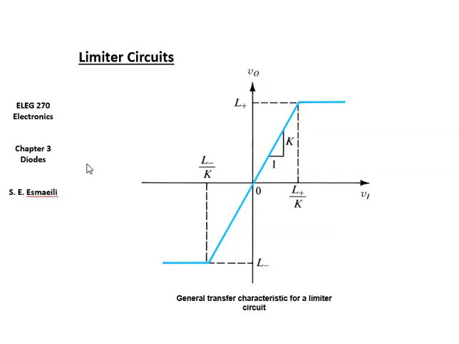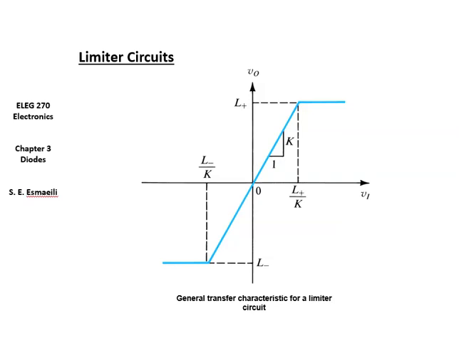Another application of diodes that you need to know, and it's very important, is the limiter circuits. What are limiter circuits? Limiter circuits are circuits like this that can cut your output at a certain level, a positive limit and a negative limit. For example, if you had an increasing straight line, like a ramp like this, we can limit it at L plus or L minus with the help of a diode.